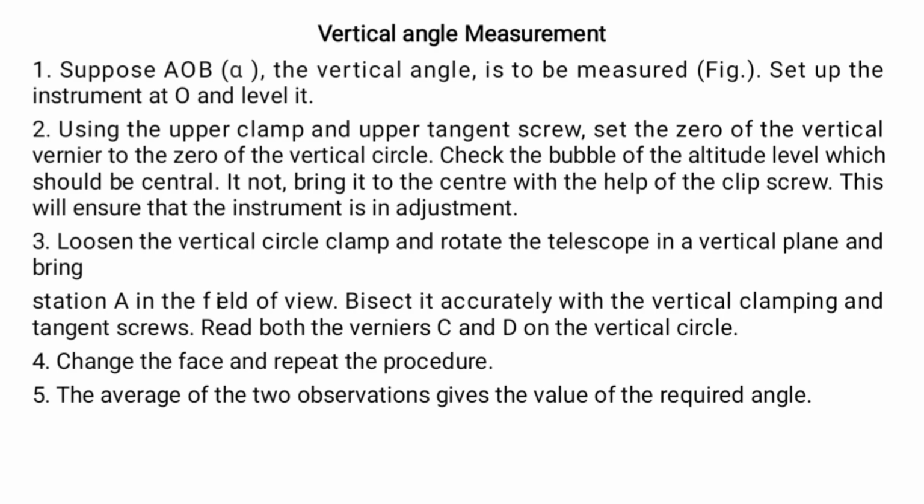Loosen the vertical circle clamp, rotate the telescope in a vertical plane and bring station A into the field of view. Bisect it accurately with the vertical clamping and tangent screw. Read both verniers C and D on the vertical circle. Change the face and repeat the procedure. The average of the two observations gives the value of the required angle.